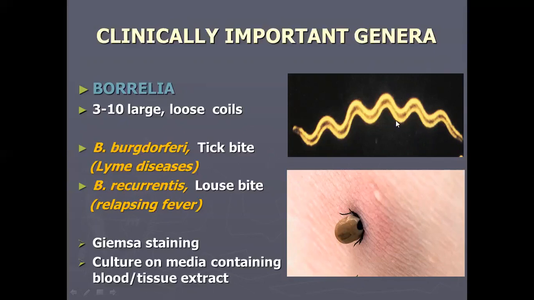Now we have two important species of Borrelia. Borrelia burgdorferi causes Lyme disease. Another species is Borrelia recurrentis, which causes what we call relapsing fever. So two different diseases are caused by two different species of Borrelia. The transmission of both of these organisms is with the help of ticks, particularly the tick bite of the Ixodes genus. They are connected with the transmission of this disease.